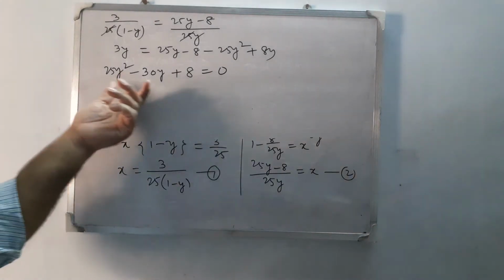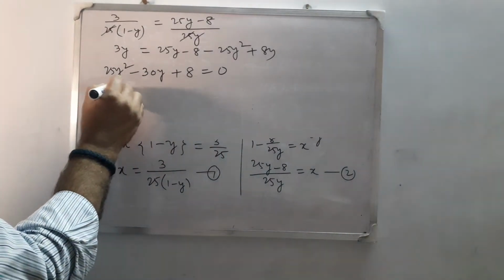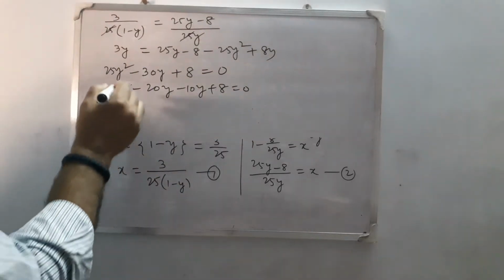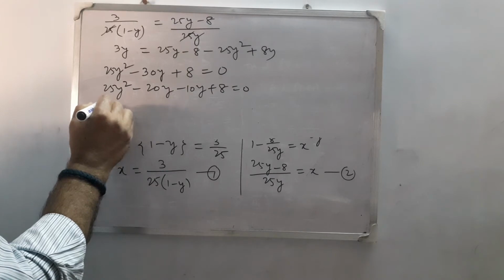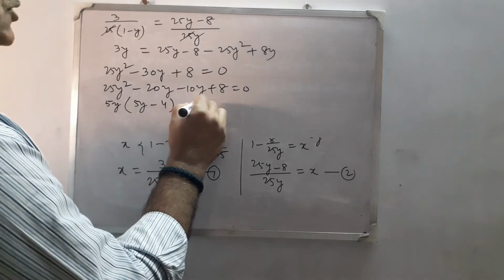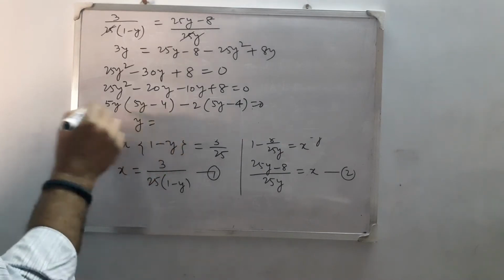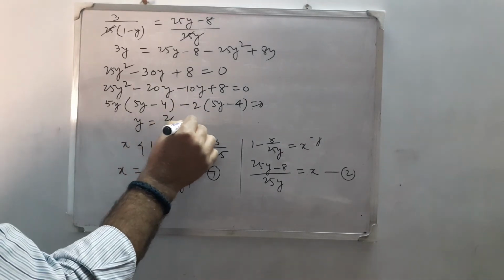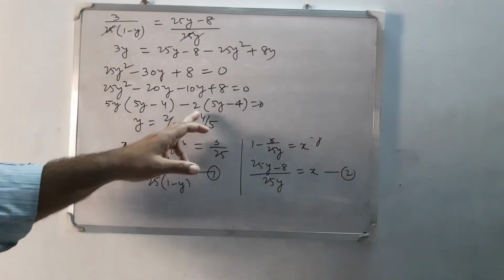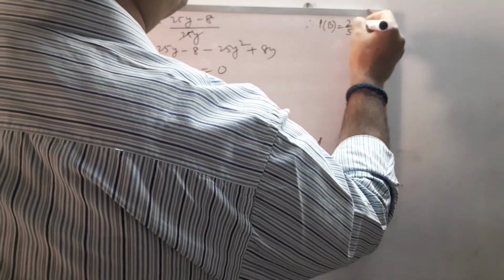Now we will try to factorize this one. We have the factors as 20 and 10. So we can write 25Y² − 20Y − 10Y + 8 = 0. Now from here, taking 5Y common from the first two, we have 5Y(5Y − 4), and taking −2 common, −2(5Y − 4) = 0. So the values of Y you will get from here are 2/5 and 4/5. Therefore P(B) is 2/5 or 4/5.